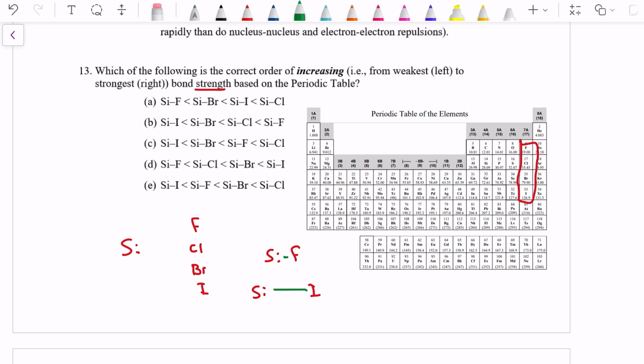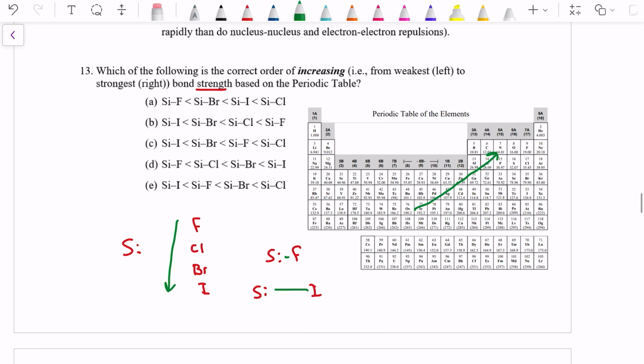So that's sort of the trend we're looking for. I arrange them in order of the periodic table. Fluorine has the most electronegativity, chlorine second, bromine third, iodine last, because as you go this way, you increase electronegativity. So for these atoms, the highest electronegativity is fluorine. I'm doing backwards arrows. This is decreasing electronegativity. Therefore, silicon fluorine is going to be the strongest, so it should be on the right, 13B. And if you look at the rest of these, that follows the trend that we just described.